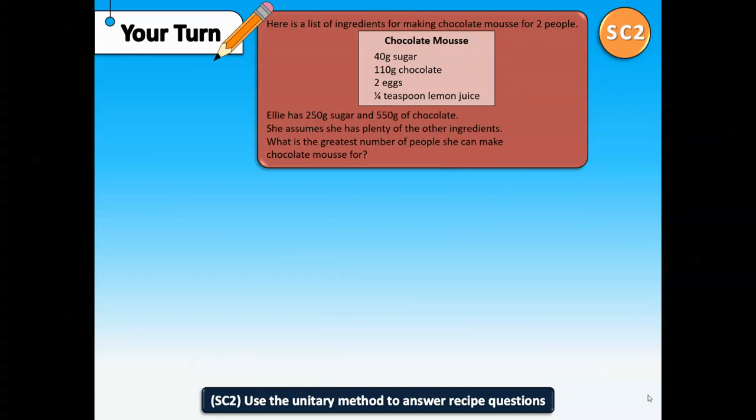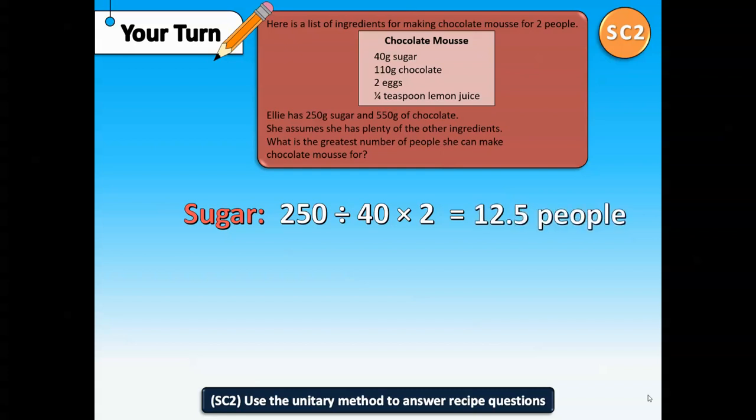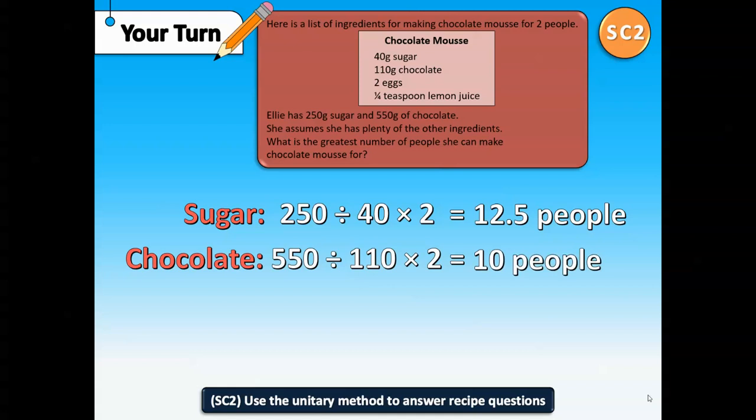Finally, the red question. We're asked, what is the greatest number of people she can make chocolate mousse for? So she's got 250 grams of sugar. So she's got enough to make for 12.5 people. And she has enough chocolate to make for 10 people. So the most that she can make this for is for 10 people.